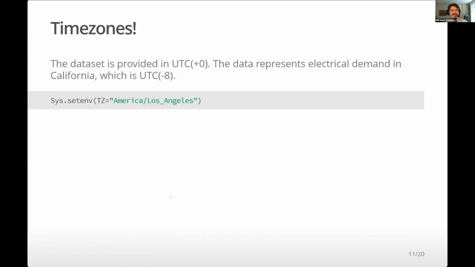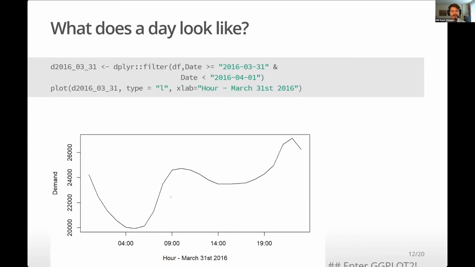Time zones. The data is provided in UTC 0, but California time is 8 hours offset from Greenwich Mean Time. So we're going to have to adjust and set the system environment to LA time. It is possible to just change the formatting and time zone of the data set, but setting the system environment makes a lot of things work better by default. So what does a day of this data look like?